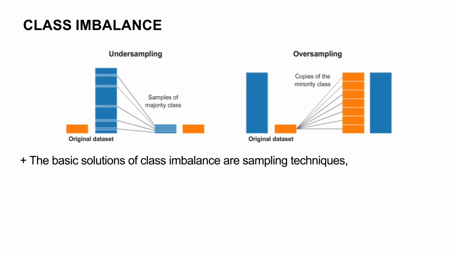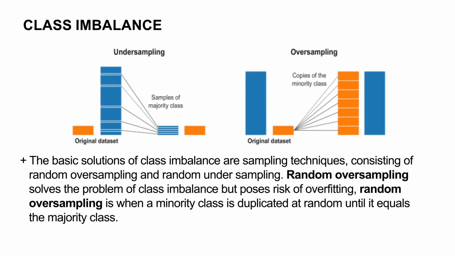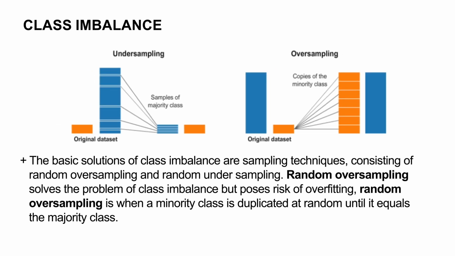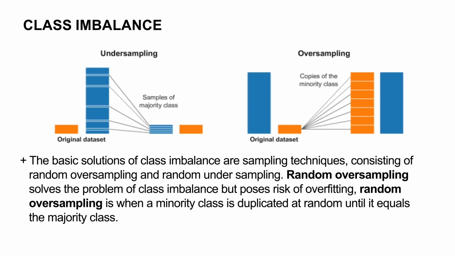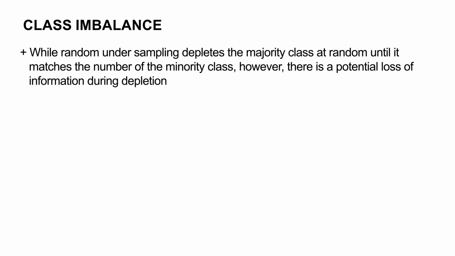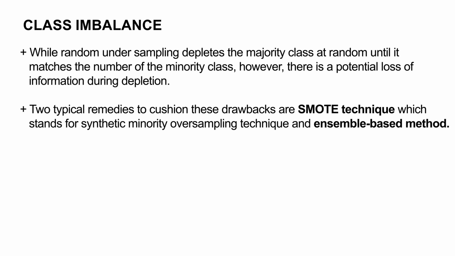The basic solutions to class imbalance are sampling techniques consisting of random oversampling and random undersampling. Random oversampling solves the problem of class imbalance but poses a risk of overfitting. Random oversampling is when a minority class is duplicated at random until it equals the majority class, while random undersampling depletes the majority class at random until it matches the number of the minority class. However, there is a potential loss of information during depletion. Two typical remedies to cushion these drawbacks are the SMOTE technique, which stands for Synthetic Minority Oversampling Technique, and the ensemble-based method.